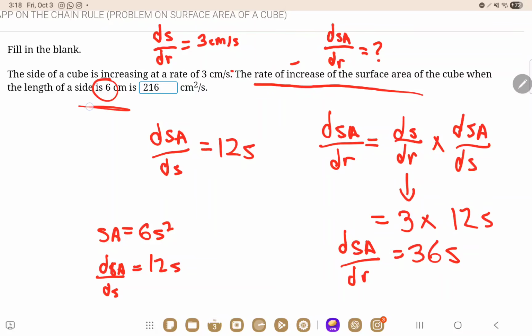Now they told us they want it when the s is 6. So you just replace 6 into this, so 36 times 6 is equal to 216. And that is your final answer. Let us move on to our next question.